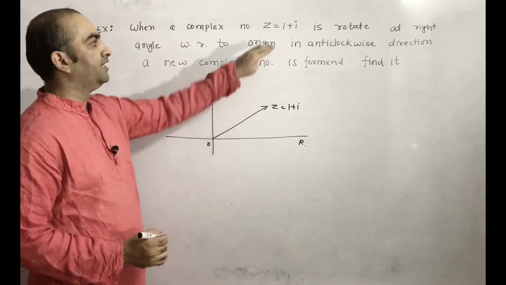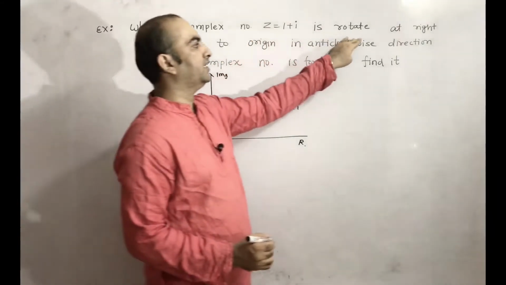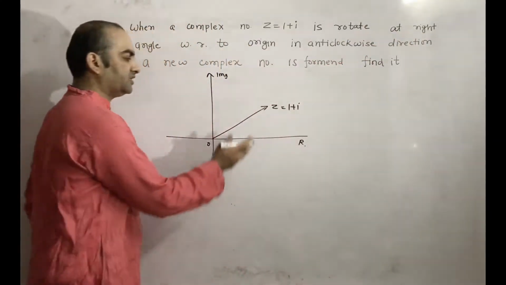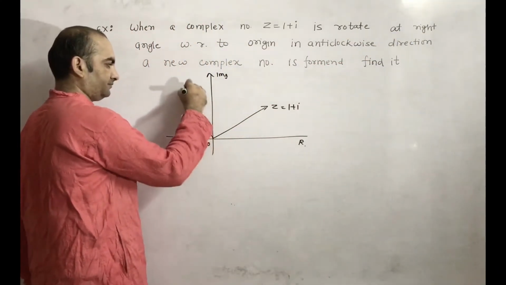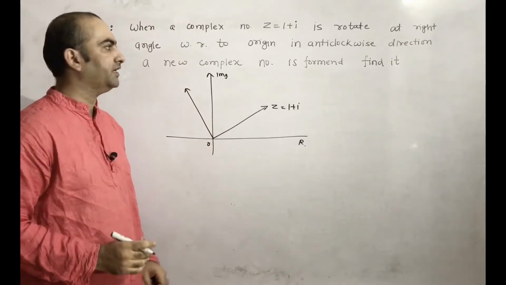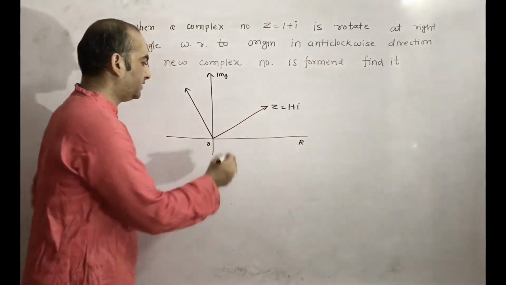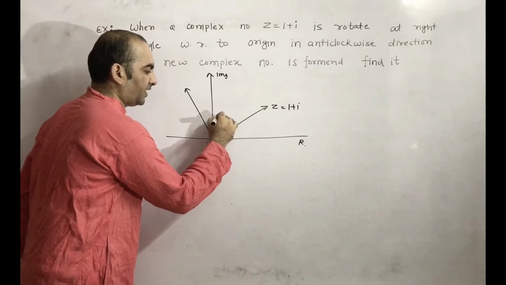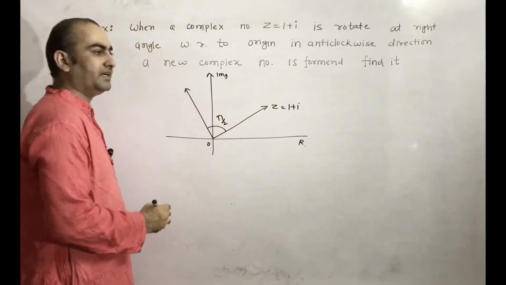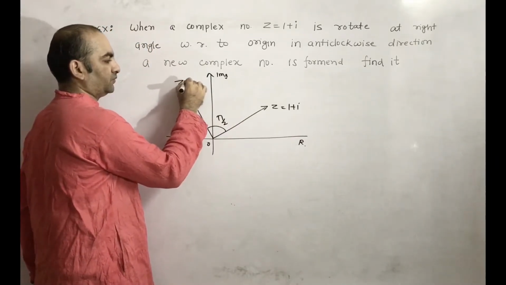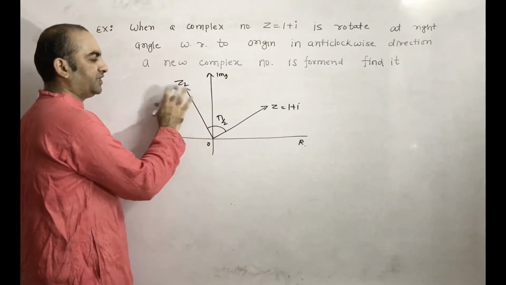Now z equal to 1 plus i is rotated at a right angle. So if you rotate this one at a right angle, we'll get this one. In which direction are we rotating? In the anti-clockwise direction. This angle is pi by 2. Then we'll get some other complex number, that is z2. So we have to find out z2.